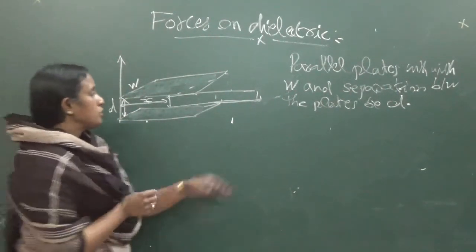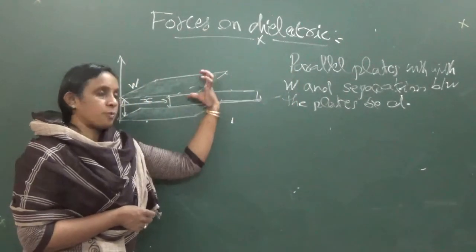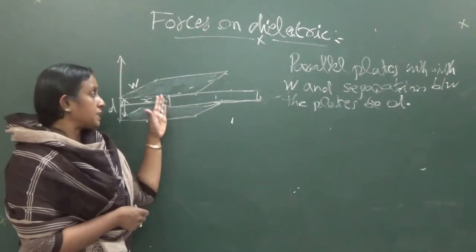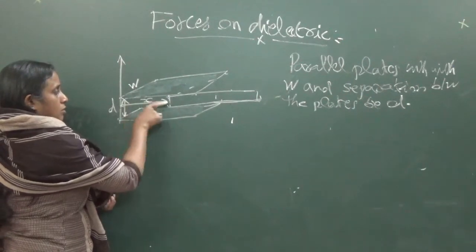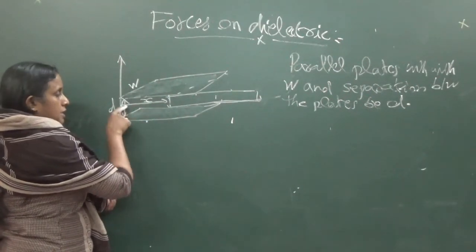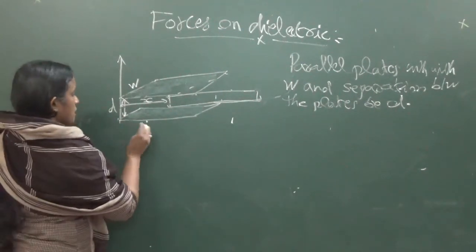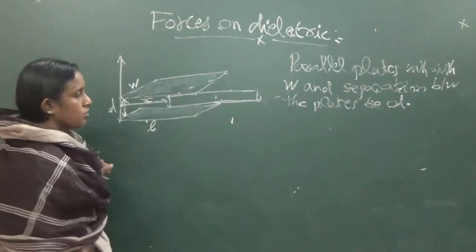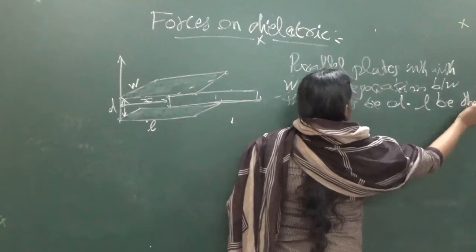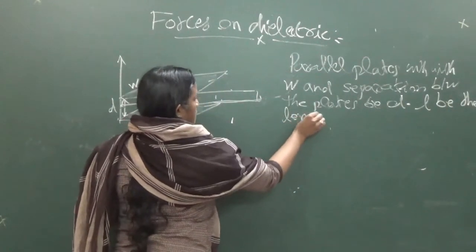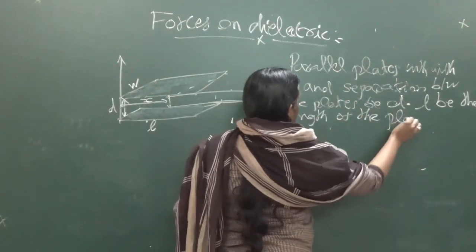Now there is a dielectric slab inserting in between these parallel plates, partially. That is, the dielectric slab is inserted up to a distance x from its bottom. Suppose L is the length of the parallel plates, the length of the plates.